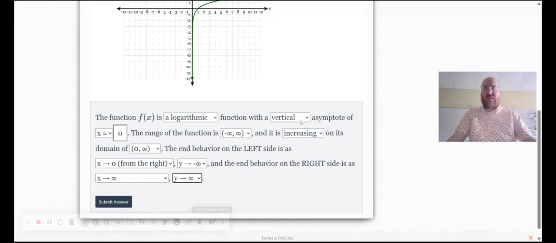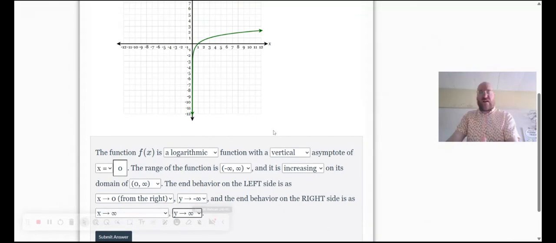It's a logarithmic graph. A vertical asymptote means that the graph up and down has a line that it's following but not hitting. X equals 0 is the equation for this asymptote because it's the y-axis. The range is the lowest and the highest y value. This graph goes down forever and it goes up forever. So it has a range of negative infinity to positive infinity. It's increasing because when you read it left to right, it's going uphill. The domain is the x values, and the lowest x value we ever use is 0, and the highest x value we ever use is infinity.